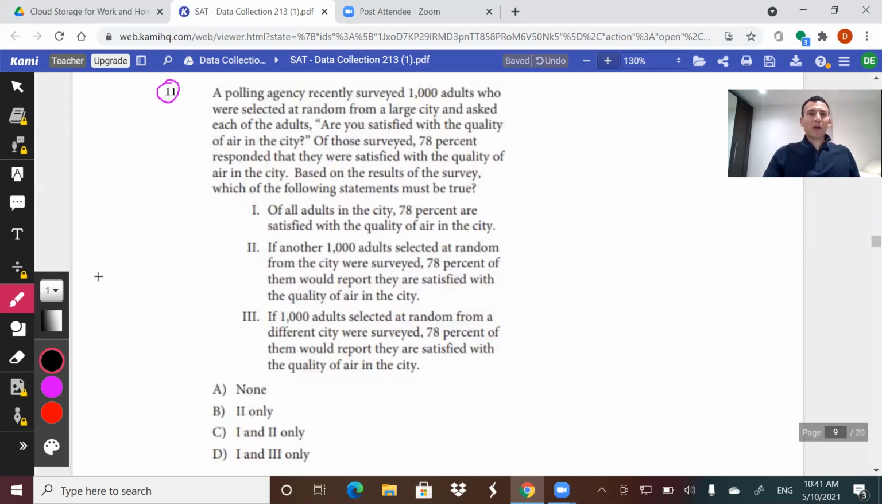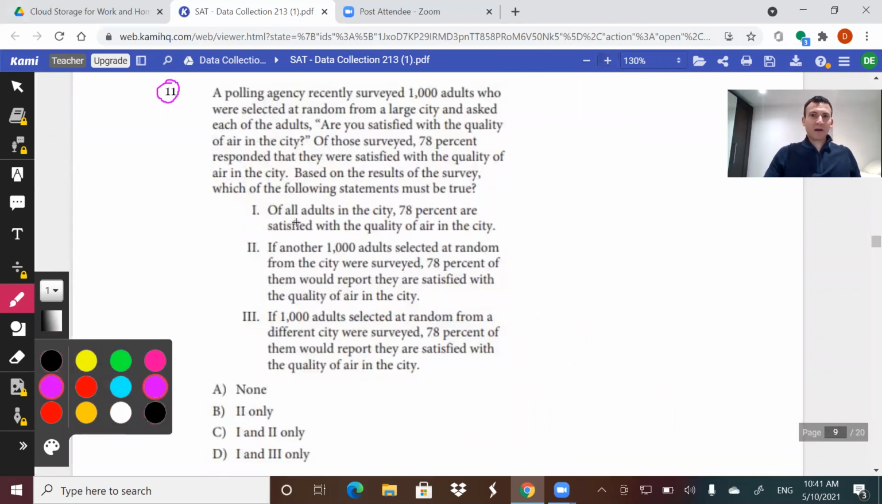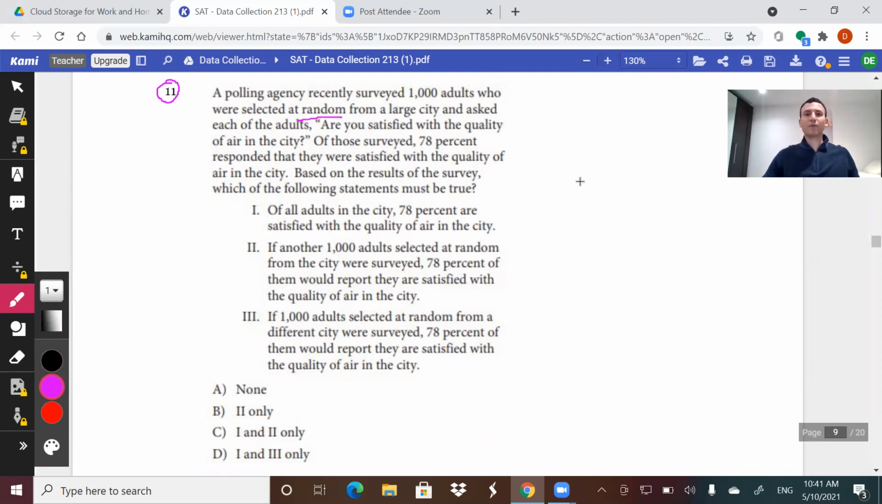Okay, a polling agency recently surveyed 1,000 adults who were selected at random. That's what we're looking for, from a large city. So they're selected from one city, and they're asked, "Are you satisfied with the quality of air in your city?" 78%, so 780 out of this 1,000 group of adults responded that they were satisfied. Based off of the results of the survey, which of the following statements must be true?